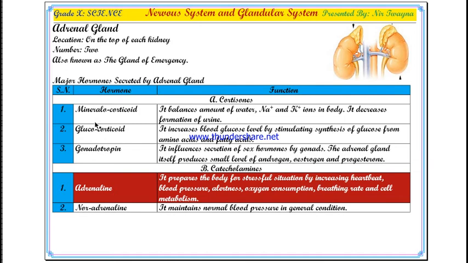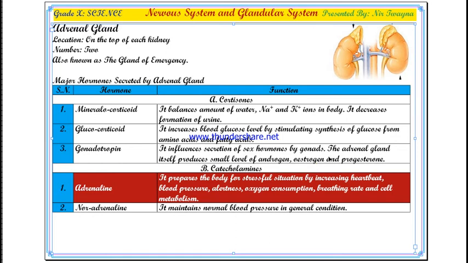That is not true. Okay, and next one, gonadotropin. It increases secretion of sex hormones by gonads. It does not cause real secretion of sex hormones, it increases. So adrenal gland itself produces small level of androgen, estrogen and progesterone. Well, these are the hormones that make you either a man or a woman. Androgen develops man-like character, estrogen develops women-like character.